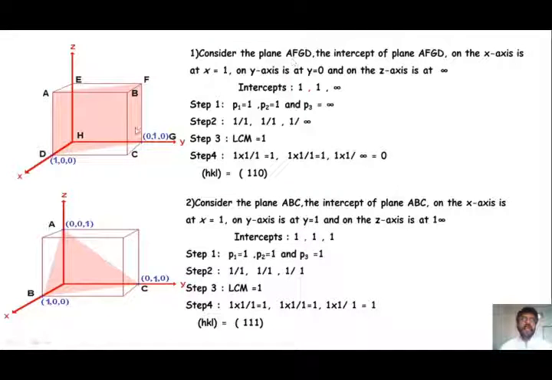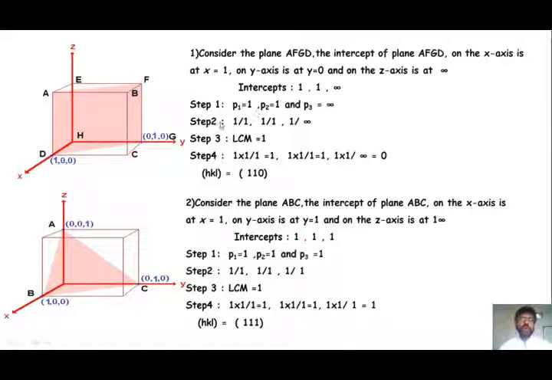Now consider this plane, the plane AFGED. This plane intersects the x axis and the y axis. Therefore, the intercept of this plane on the x axis is at one axial unit, and y is also at one axial unit, and z is at infinity. So it doesn't intersect the z axis, so we consider its intercept to be at infinity. So we can write the intercepts of this plane as 1, 1, infinity.